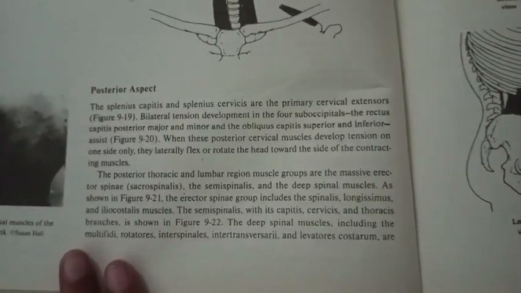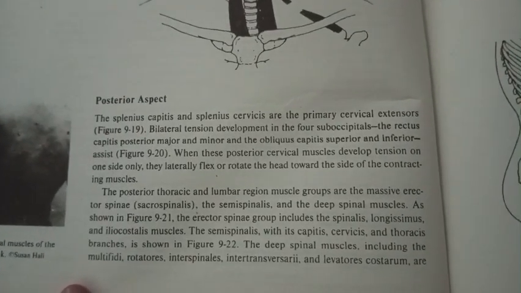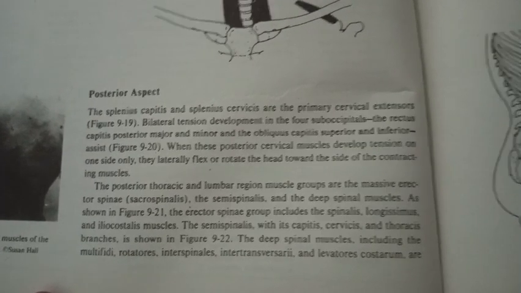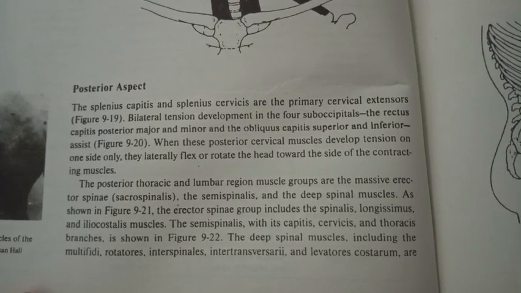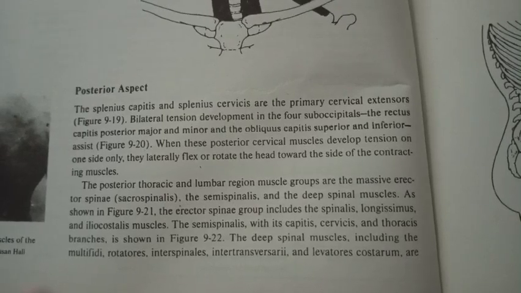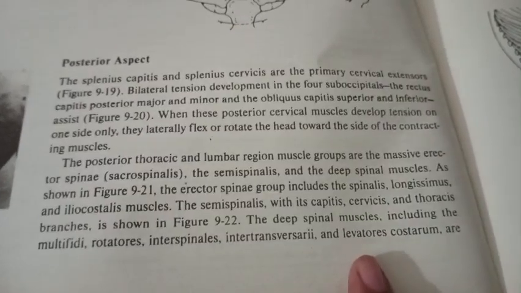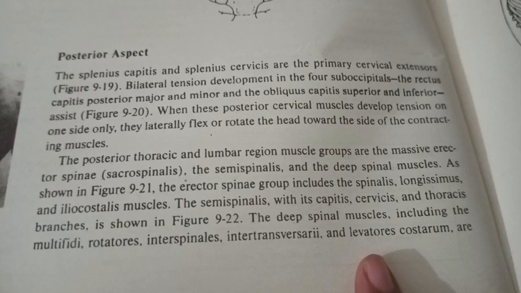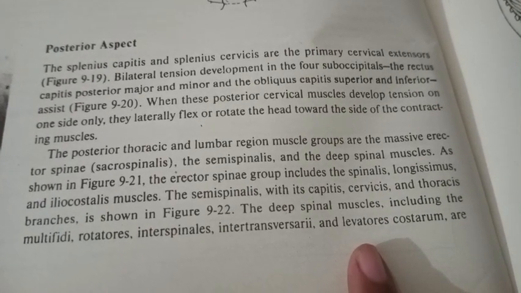Now we will talk about the posterior aspect. The splenius capitis and splenius cervicis are the primary cervical extensors. Bilateral tension development in the four suboccipitals, the rectus capitis posterior major and minor, and the obliquus capitis superior and inferior, assists. When these posterior cervical muscles develop tension on only one side, they laterally flex.